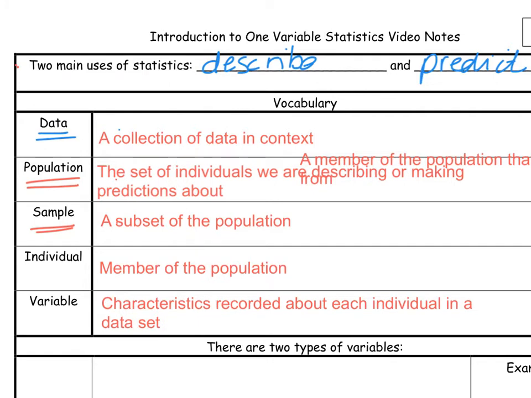So for example, we want to go to the mall, we want to collect data on if shoppers use coupons or not. So our population would be the people at South Point Mall. A sample of that population might be women over 40. An individual might be particular women that they've talked to. And what is the characteristic that we're collecting? Do they use coupons or not?